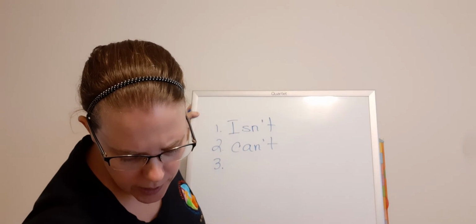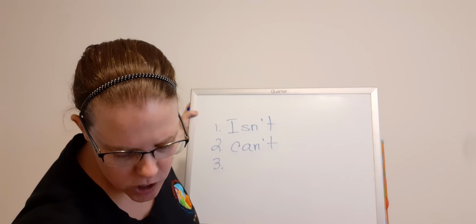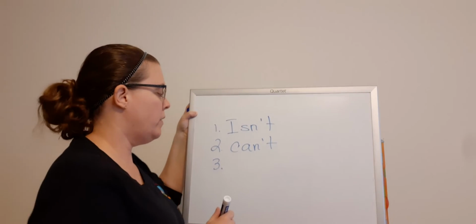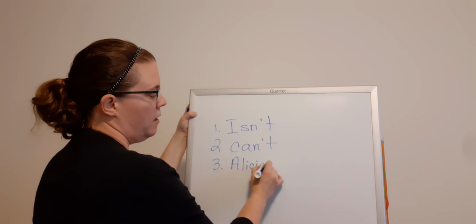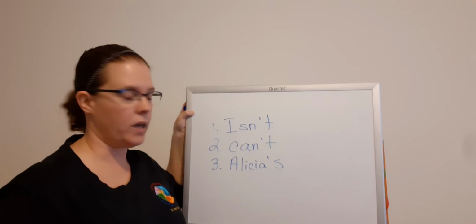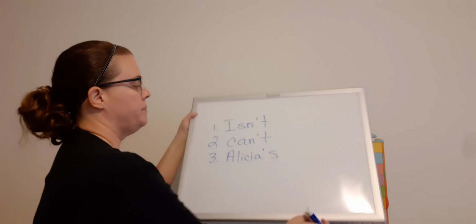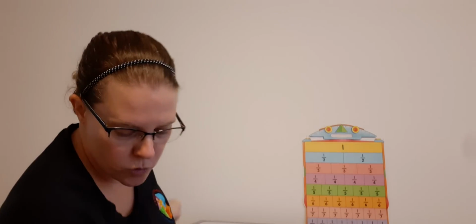Number 3, pepperoni is Alicia's favorite. The word in there that needs the apostrophe is Alicia's because it is possession. Okay, so Alicia's. All right, so you're going to do numbers 4 through 12. And all you have to do is write the word that needs the apostrophe. So go ahead and pause.